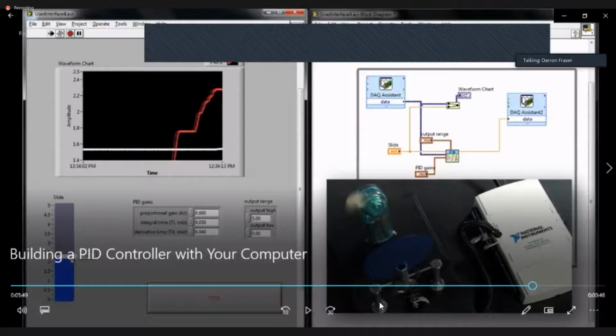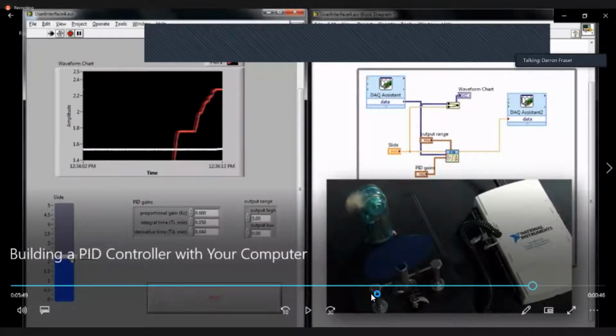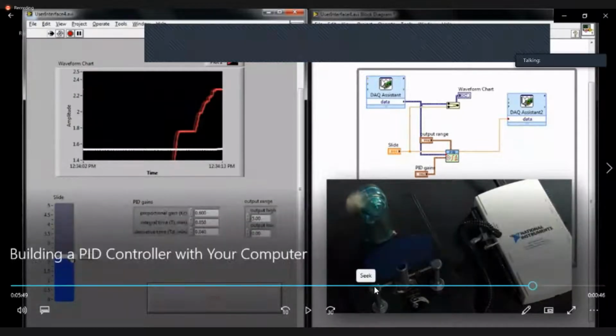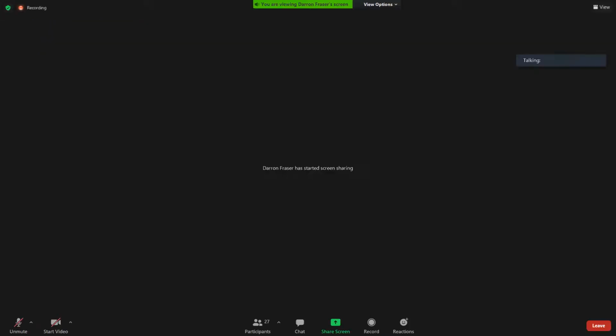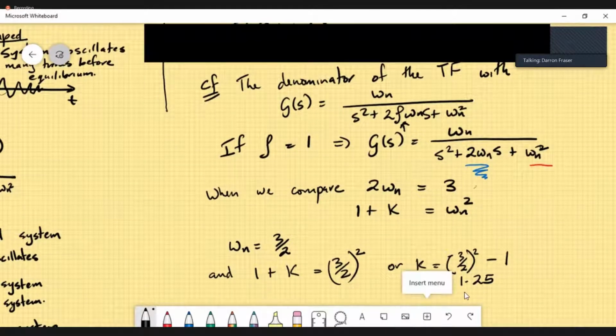So I just wanted to point out that the course is just about calculating gains using different methods. All right. So please bear that in mind. So back to where we were. So we work out and we calculate the gain to be 1.25.